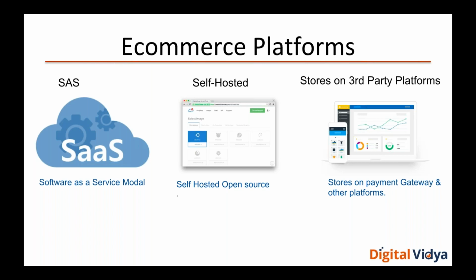So in case of SaaS, you are being billed on a monthly basis. So let's say if I talk about any SaaS software, you'll be billed, let's say, $30 per month, $15 per month, whatever the monthly subscription is. In case of self-hosted, you only need to bear your hosting charges. There are a lot of open source softwares available, so you don't need to pay anything for the software. The third option is a store on a third-party platform, which is stores on payment gateway platforms and other platforms. That doesn't give you a customized or personalized URL, but still that's your store where you could sell.